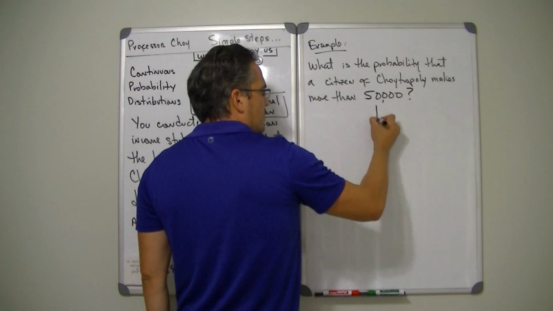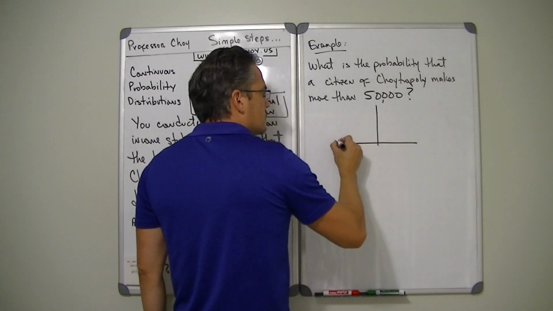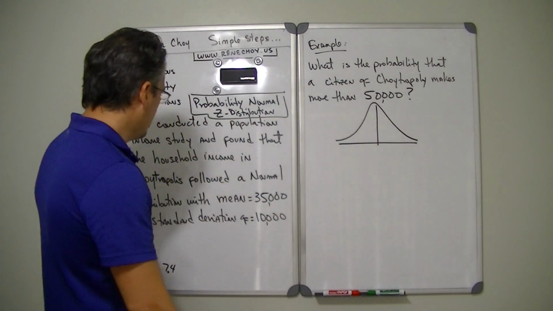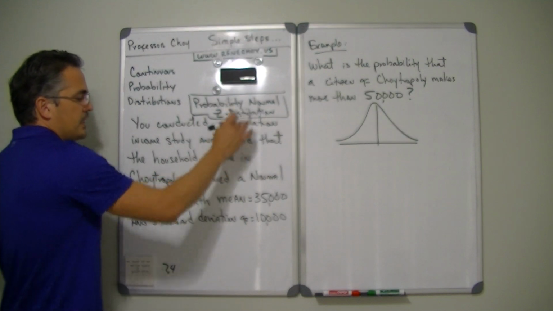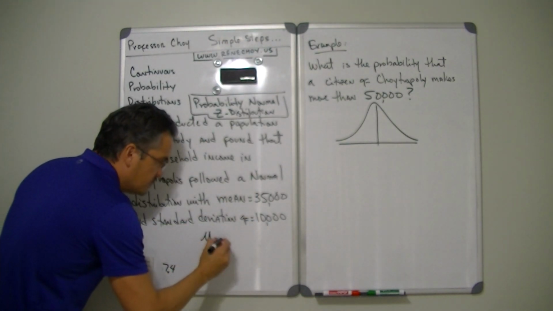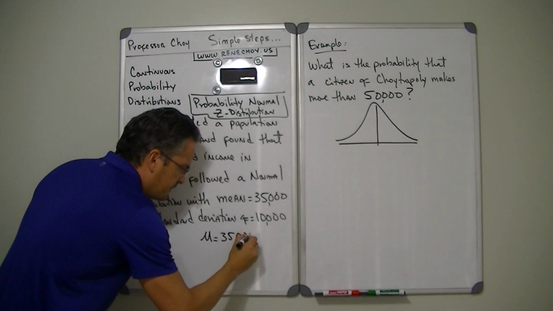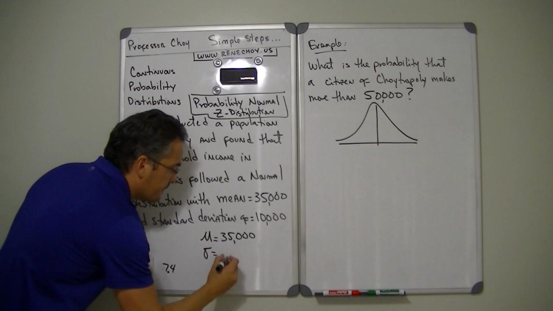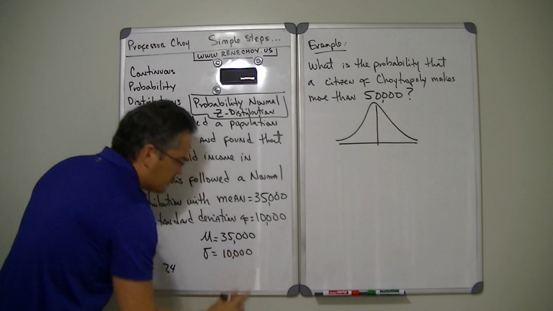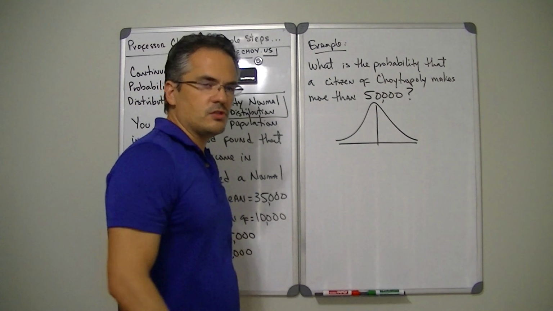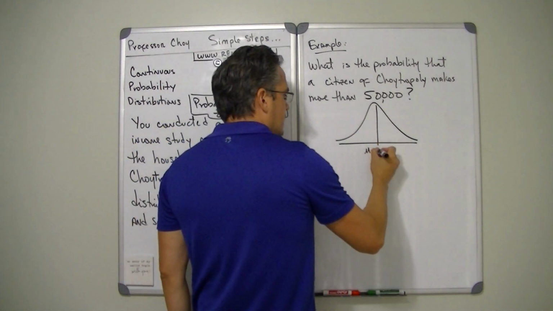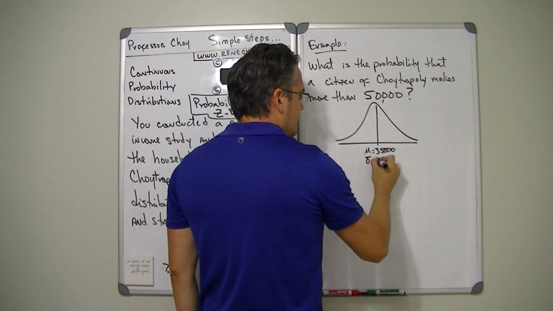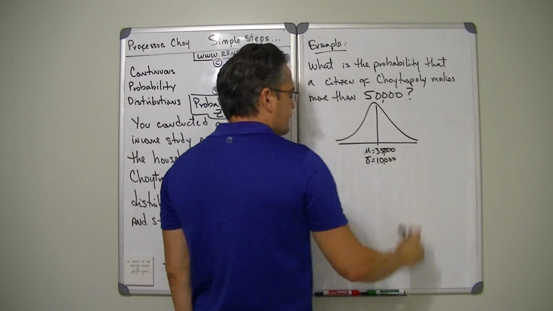Every time you're finding one of these probabilities, it is very useful to draw the distribution, and that's just to visualize what you're doing. So over here, remember that the population mean is mu, we use that letter for that, and it is 35,000. And we know that for the population standard deviation, we use sigma, and that number is 10,000. So if I were to put it in my normal distribution, my mu is equal to 35,000, and my sigma is equal to 10,000.